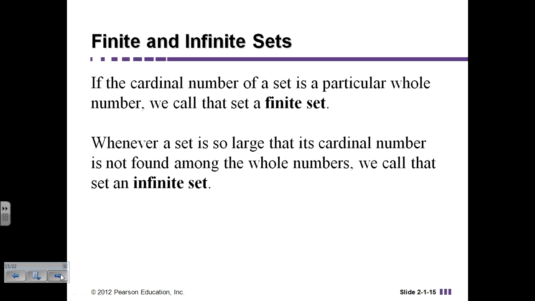If the cardinal number of a set is a particular whole number, we call it finite. In other words, if there are 5 elements in the set, or 6 elements in the set, then we say that it is finite. If I ask you for a set that is so big that you can't list all the numbers, for example, if I say list all of the real numbers, or list all of the even numbers, or all of the odd numbers, that list goes on and on forever, and there's not a cardinal number for the set. So we call that an infinite set.